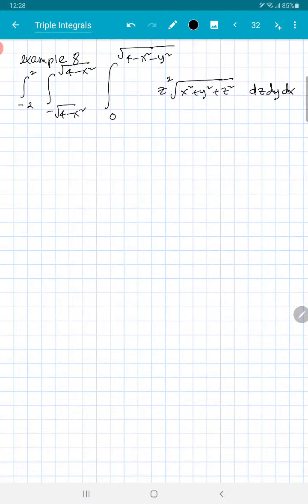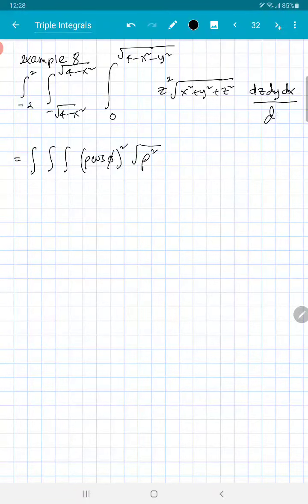Okay, first step is we're going to change the integrand. The integrand involves x, y, z. For z in spherical, it's rho cos phi. We need to square this. And then x squared plus y squared plus z squared is rho squared, but then we take the square root of that. And dz dy dx is really dv. So dv in spherical is rho squared sine phi d rho d phi d theta. Now I'm just going to put G first there.